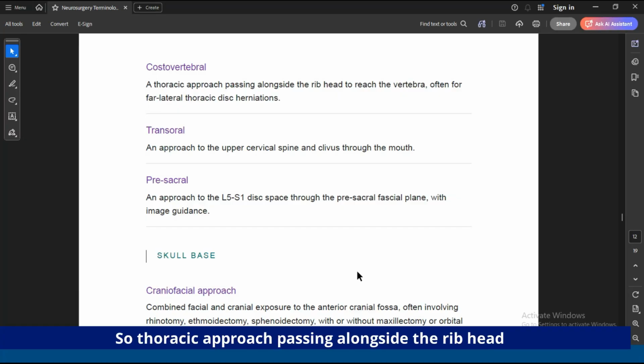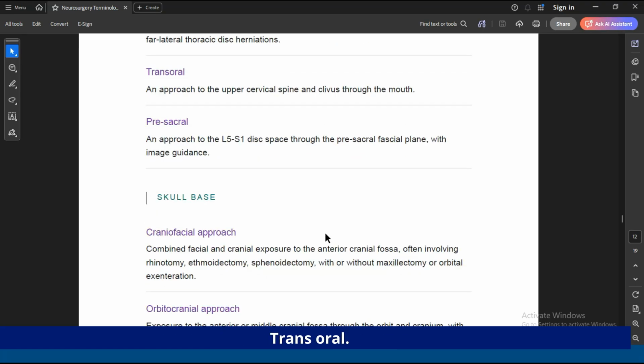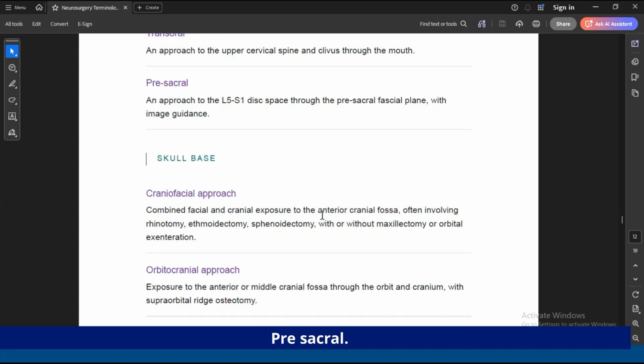So costovertebral. So thoracic approach passing alongside the rib head to reach the vertebra, often for far lateral thoracic disc herniation. Transoral. An approach to the upper cervical spine and clivus through the mouth. Presacral. An approach to the L5 to S1 disc space through the presacral fascial plane with imaging guidance. Okay. So before the sacrum, presacral.